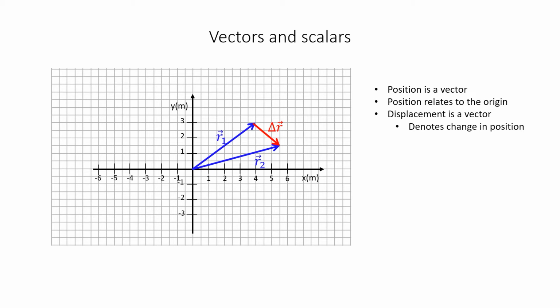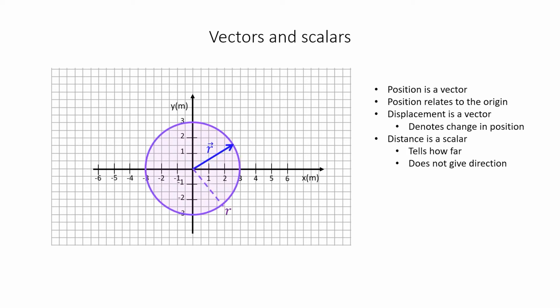Displacement is a vector that denotes change in position. So I need two position vectors, r1 and r2. Delta r is the change from r1 to r2. So r1 plus delta r equals r2. You need to have a beginning point and an end point to give the change in position.